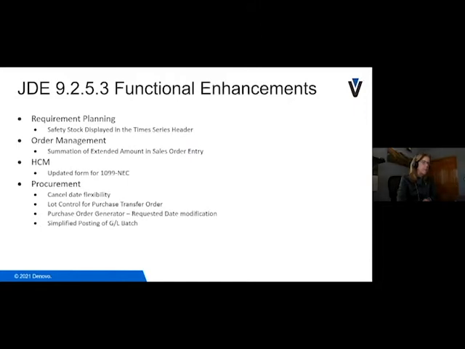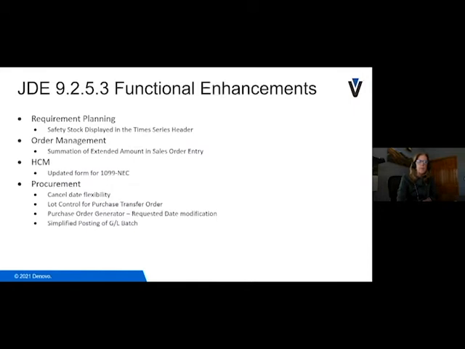For the cancel date flexibility, you can now set a processing option as to whether you'd like to use the system date as the cancel date, or if you'd like to retain the pre-populated cancel date that's out of the purchase order header. For the lot control for purchase order transfers, if you're not using lot control, when you're doing a ship confirm, the lot numbers are now automatically cleared out for a transfer.